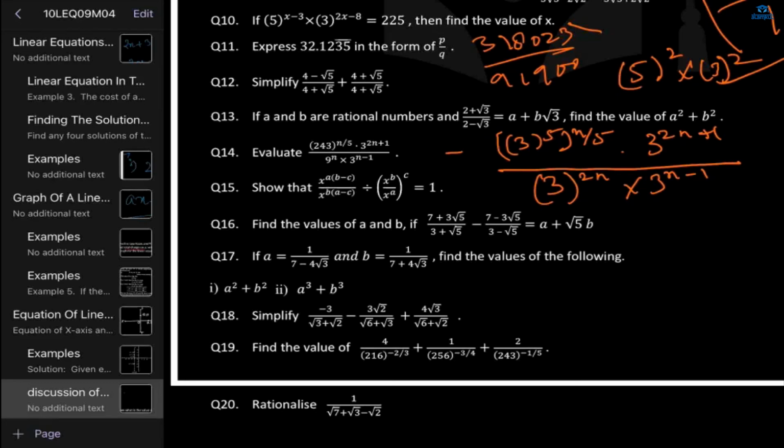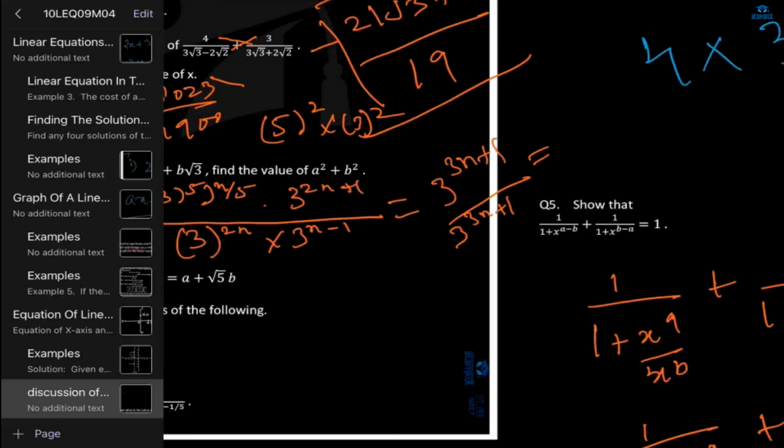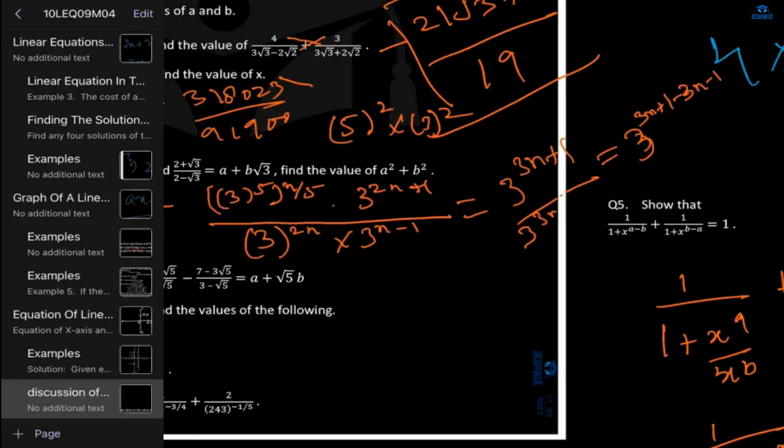Okay, now question number 14. If you expand, you will get 3 to the power n, and the powers are going to add. So you will get 3n plus 1 upon, and here the final answer will be 3 square. 3n plus 1, so 1 is in the denominator, 1 is in the numerator. So 3n plus 1 minus 3n minus 1. Wait, 3n plus 1 divided by 3n minus 1. Yeah, it is actually minus here, so it will be plus. This will be cancelled, so you will get 3 to the power square, which is equal to 9.